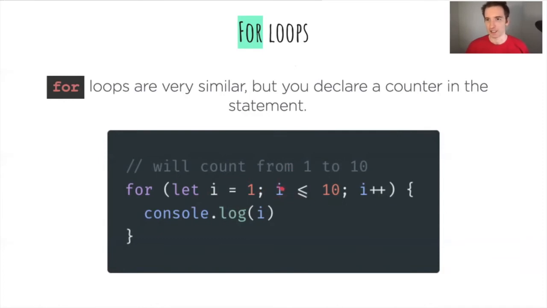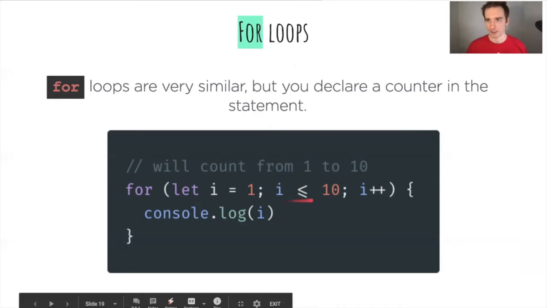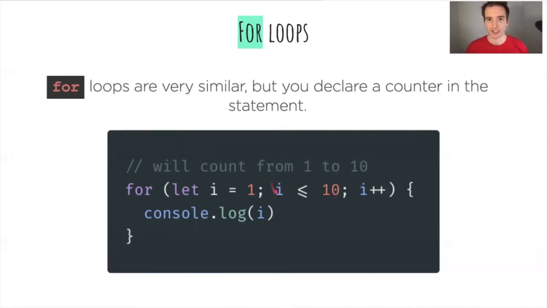This is like the condition part. So every run of the loop, this is what it's checking. So we're checking, okay, is I less than or equal to 10? And then the final part is the update. So this happens after every loop gets run.